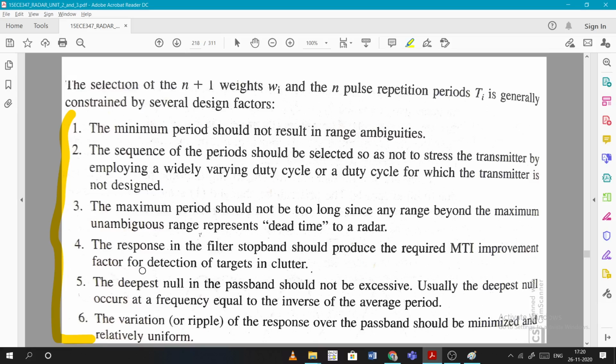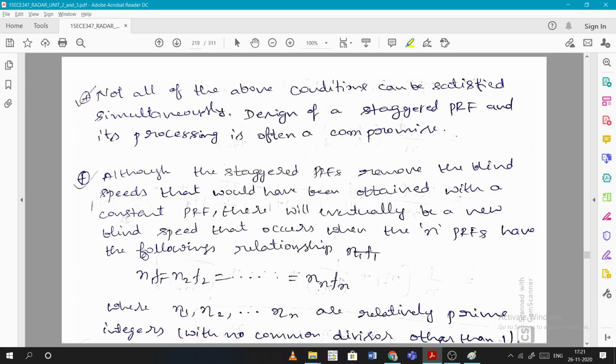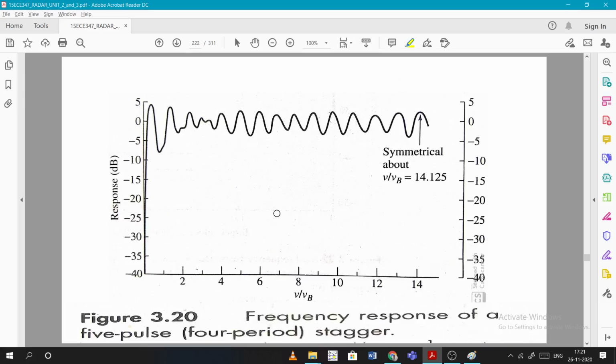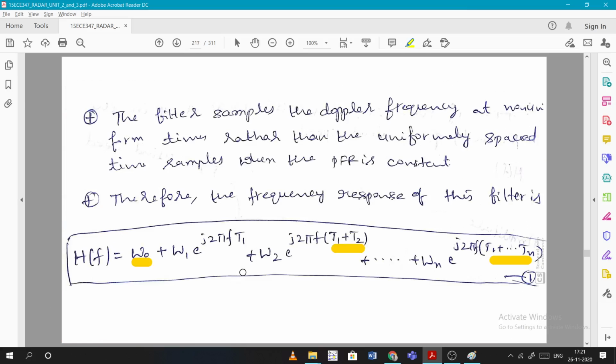The variation or the ripple of the response over the passband should be minimized and relatively uniform. This is a frequency response, right? We'll get ripples like waveforms, like this, so that should be uniform.